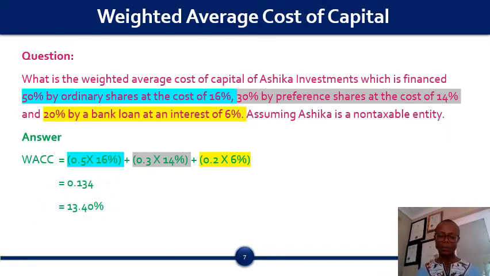So what did we say today? We said to calculate the weighted average cost of capital, we need to take into account the weight and the cost. And then when we add that, we will find our weighted average cost of capital.